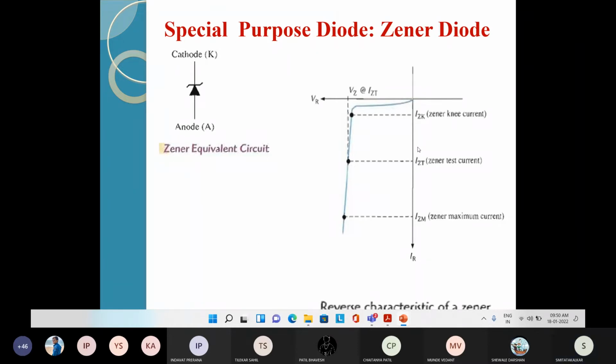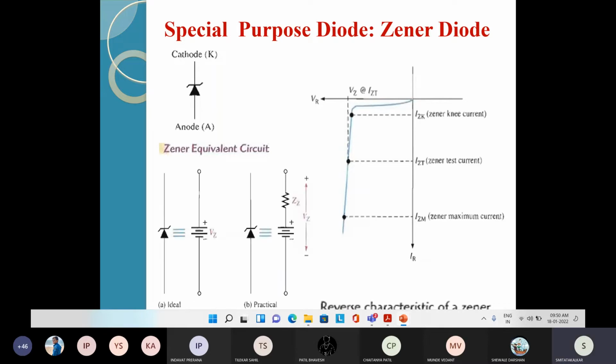Then what is the Zener diode? The Zener has a breakdown point, and at the knee point the maximum current flows through the circuit. It is also known as the regulated Zener diode. This is the ideal Zener diode, and here is the practical Zener diode. The supply is positive and negative, where the positive is at the cathode and the negative is at the anode. Practically, it requires an impedance. What is meant by Z? Z is the impedance, a particular resistor controlling the current. What is meant by Zener diode?